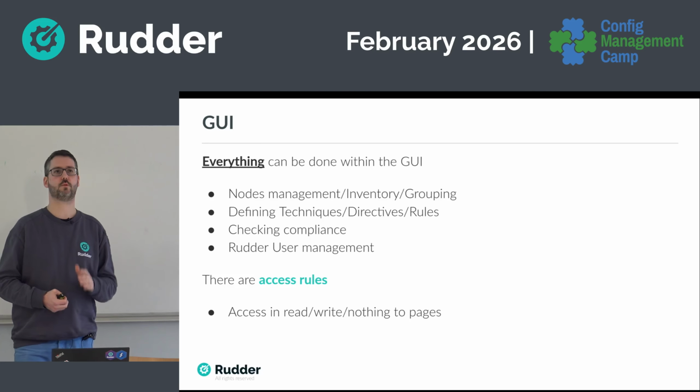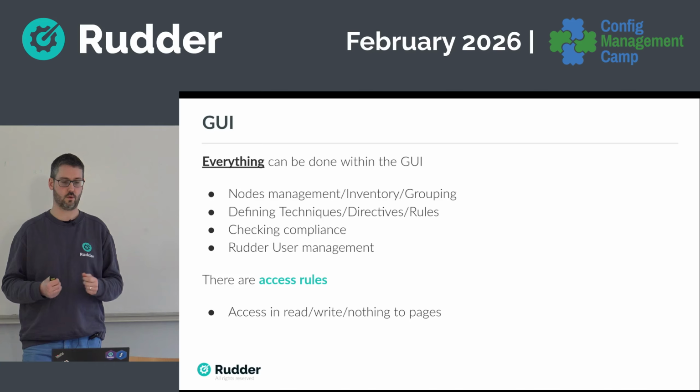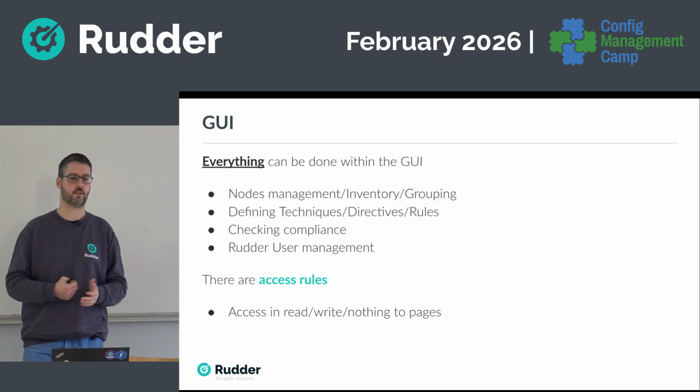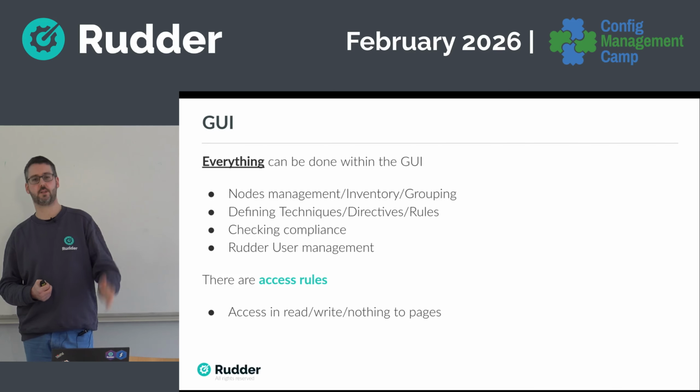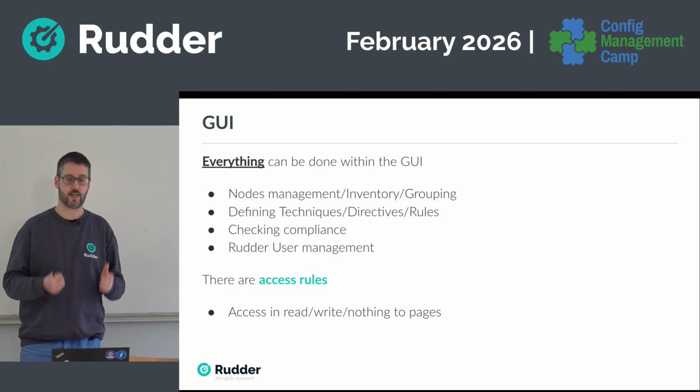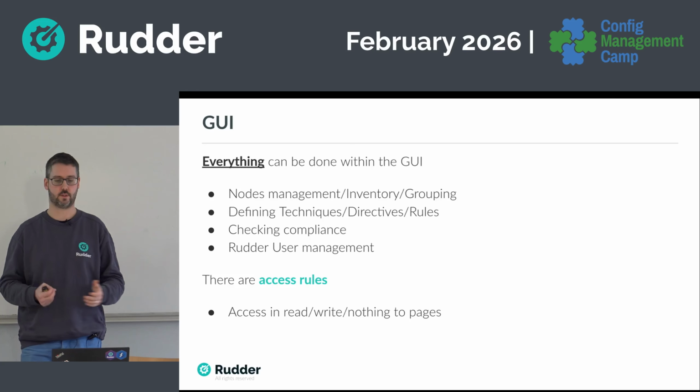Everything can be made with a web interface in Rudder. It's the goal. There is no limitation in the web interface. You can manage the nodes, you can check the inventories, you can create the groups, you can define your states. They are called technique, directive, and rules in Rudder.